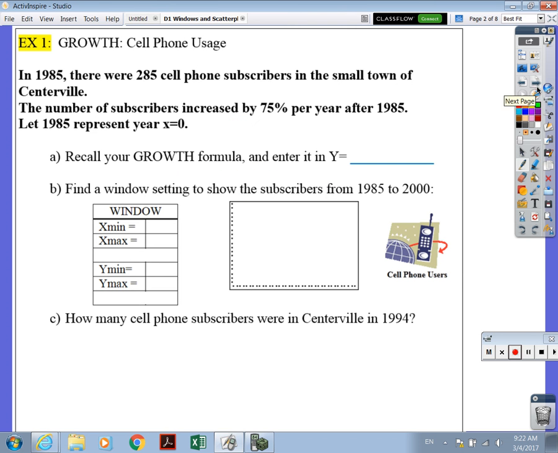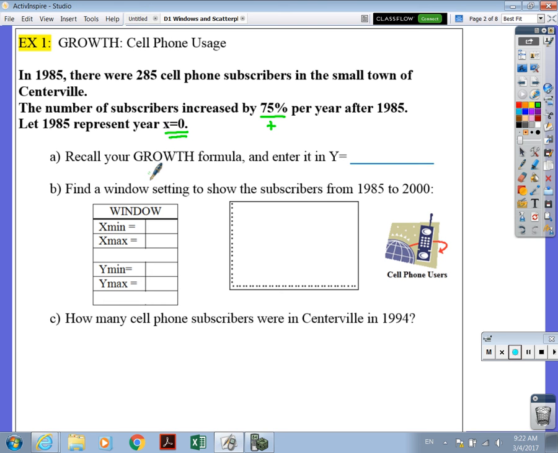So here's our first application. In 1985, 285 cell phone subscribers in Little Centerville. The number of subscribers increased by 75% per year after 85. So 85 is going to be our starting year.